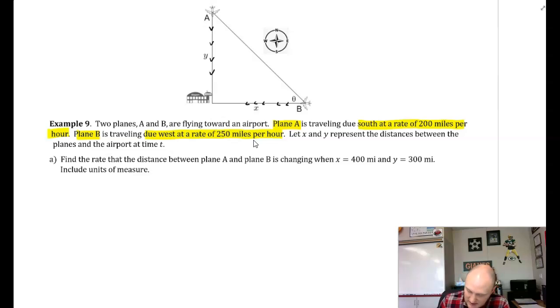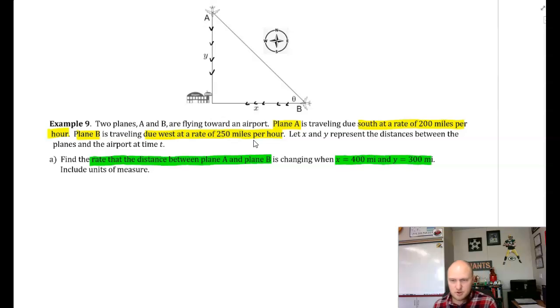And then it says, let x and y represent the distances between the planes and the airport at time t. All right, part A. Find the rate that the distance between plane A and B is changing when x is 400 and y is 300. Include units of measure. Okay. So I'm going to go ahead, I have my picture, I already kind of know what's going on. The only thing maybe missing is this side, the distance between the planes. We haven't labeled that, I'll call that Z, that's going to change. And now I want to go ahead and label my information. So what is given in the problem?